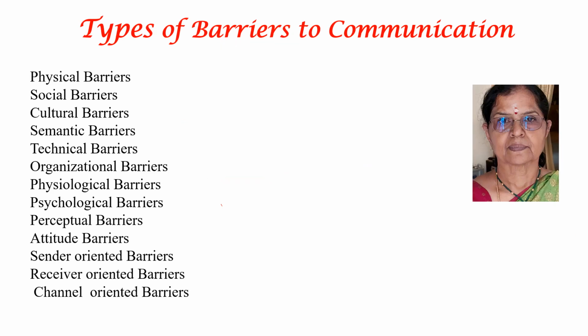As I have told you, there are different types of barriers to communication. What are they? First, physical barriers. Physical barriers refer to many environmental factors. It may be unwanted noise in the location, the audibility of the message. The message may not be audible in verbal communication, or there may be illegible handwriting in the case of written communication. All these are physical barriers.